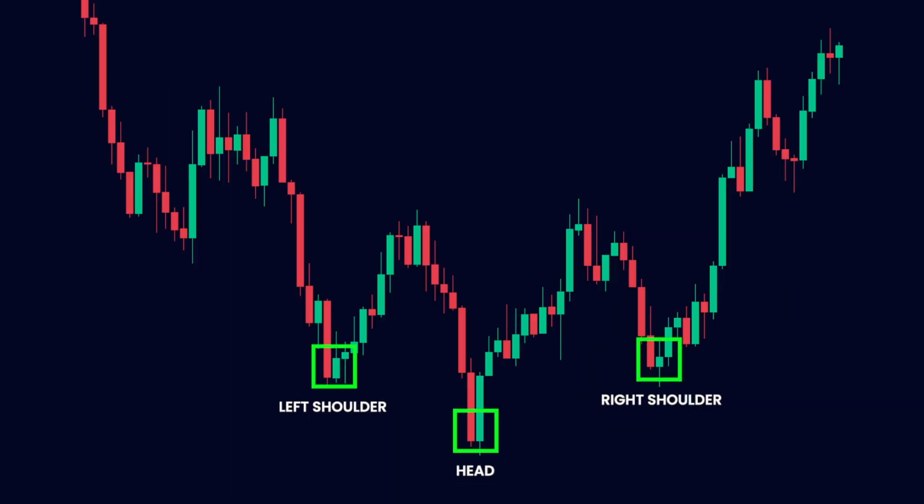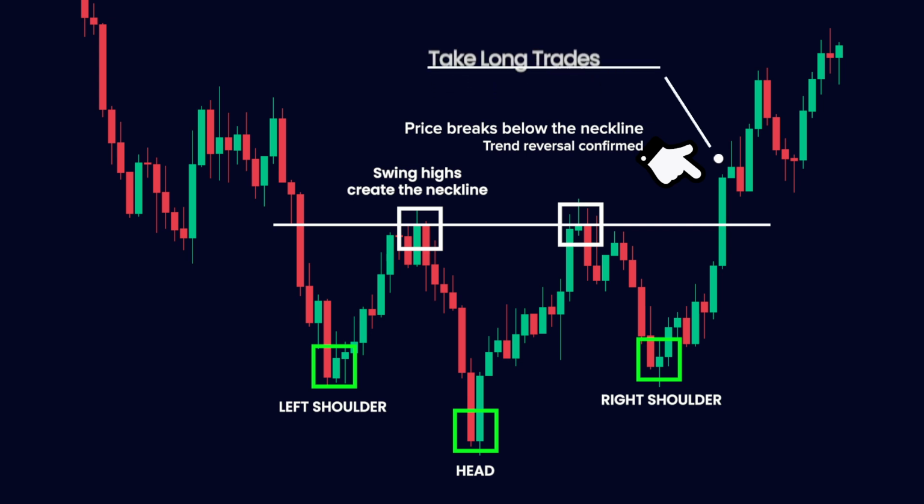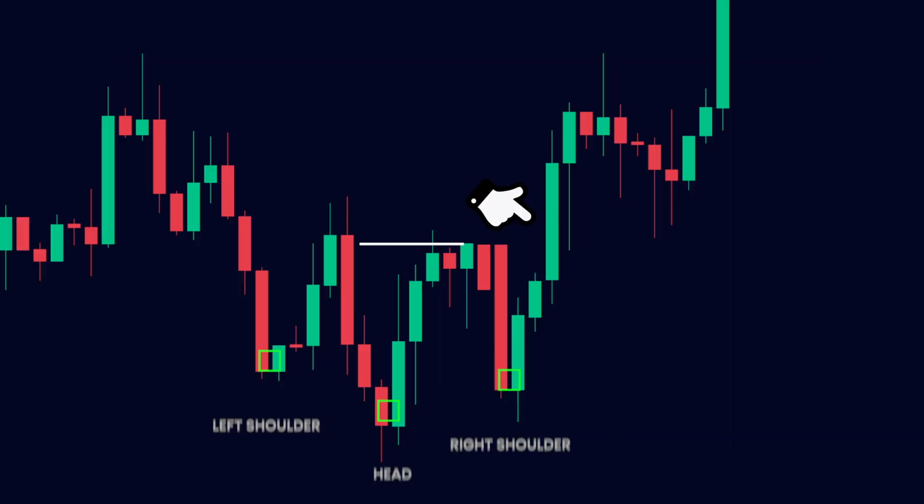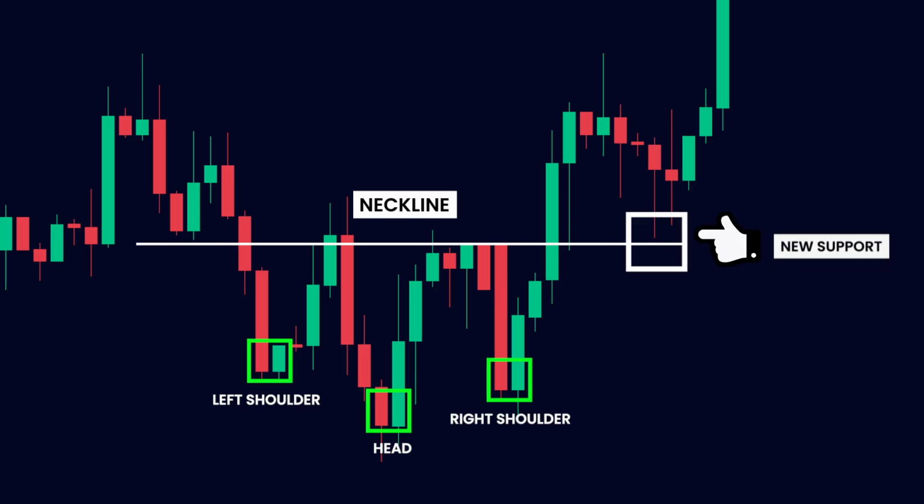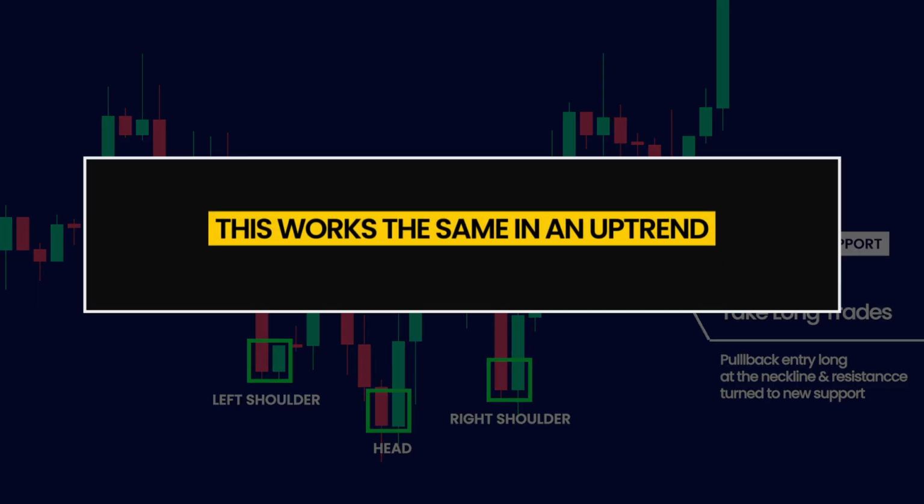For an inverse head and shoulders, once the price breaks above the neckline and forms a higher high, it's your cue to go long. The second approach is to wait for a pullback after the neckline break. Instead of entering at the initial breakout, you wait for the price to return and retest the neckline, now acting as a support or resistance level, giving you a second chance to enter long. The same concept applies to a regular head and shoulders, where the pullback to the neckline offers a short entry.